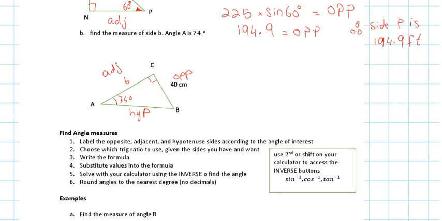Okay? So which ratio do you use with the opposite and adjacent? Tan. So I have tan theta equals the opposite over adjacent. I know my angle, so that's tan 74 equals, what's my opposite? 40 over, I don't know what the adjacent is. So in this case, because the one that I don't know is the denominator, it's a little bit different than what we did before. It's not multiply, right?